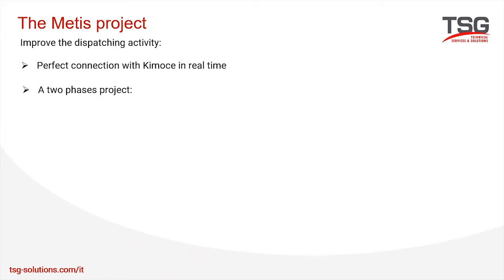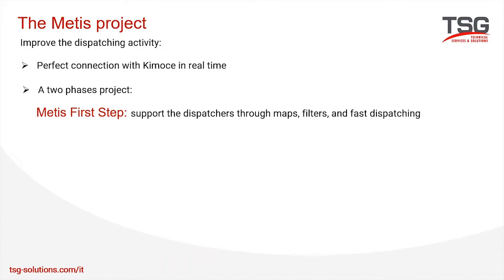Metis is a two-steps project. At the first step, Metis will support the dispatchers through maps, filters, and fast dispatching. The dispatcher remains the only actor of the process.